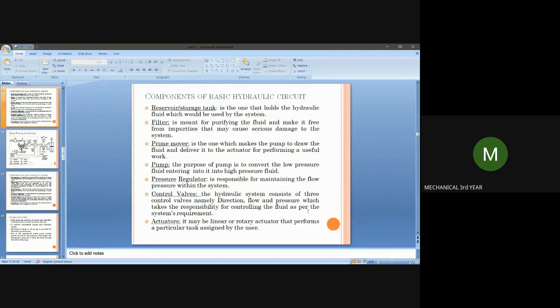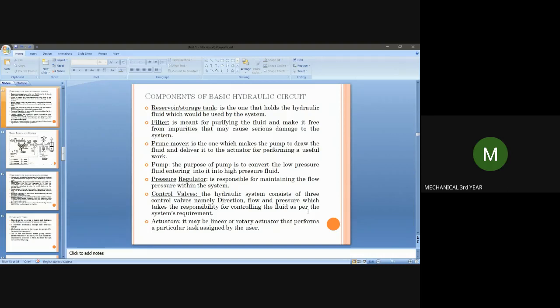So next the thing is the pump. The pump is to convert the low pressure liquid into a high pressure liquid. Then we have pressure regulators. A pressure regulator is responsible for maintaining the pressure. Whether it is a hydraulic system or a pneumatic system, the pressure has to be maintained as per the requirement. If the pressure increases, it may cause severe damage to the entire system.